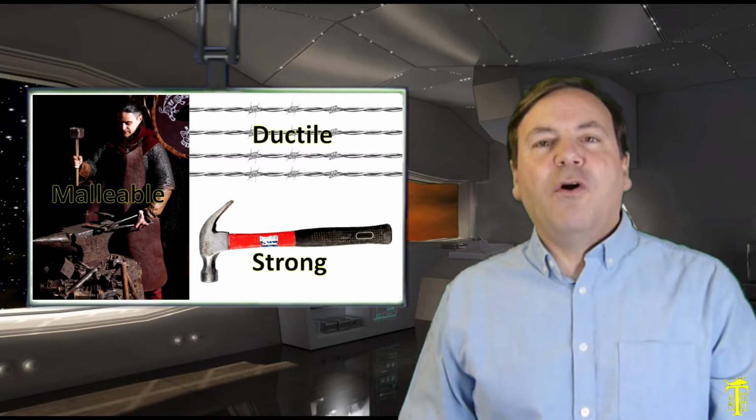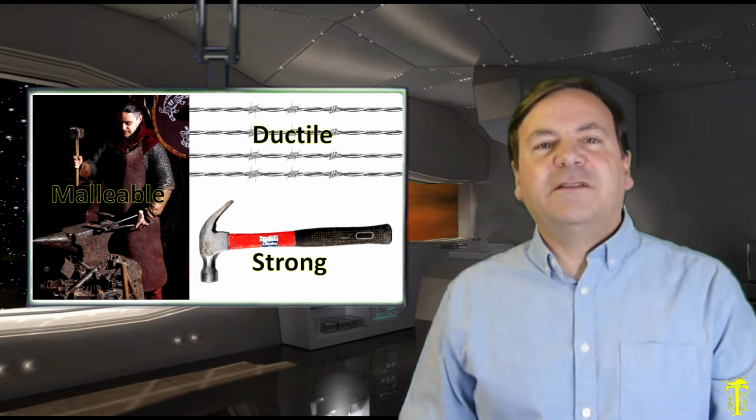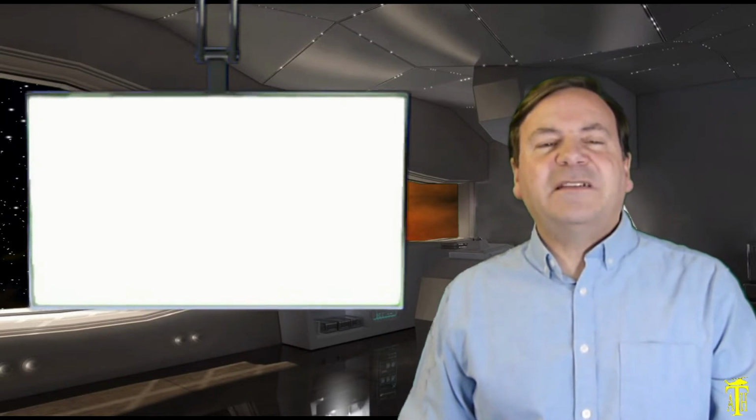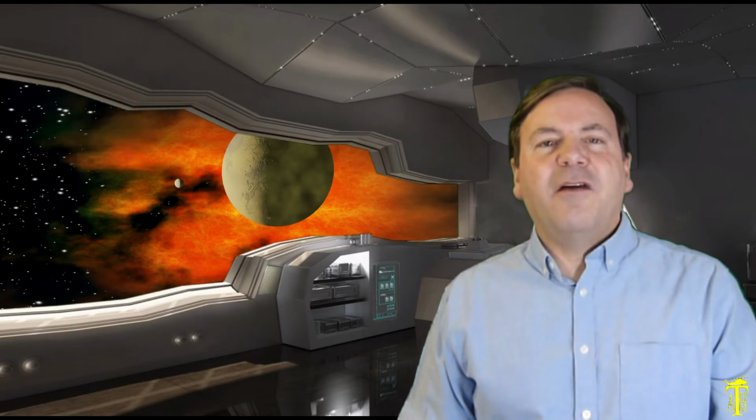Metals are also strong. That's one of the main properties that we use them for. There are a few exceptions, however. For example, sodium and potassium can be cut with a knife.